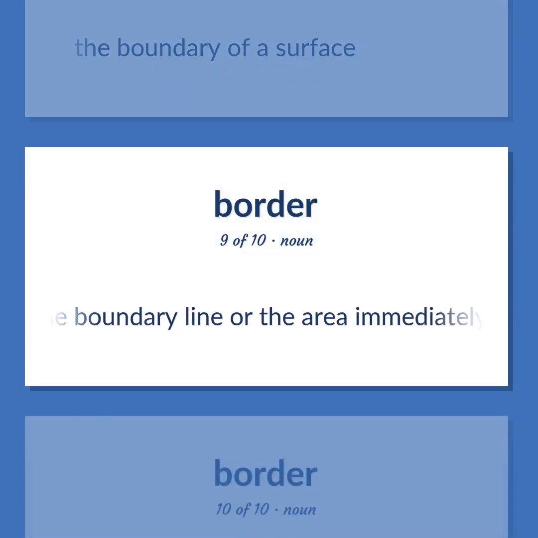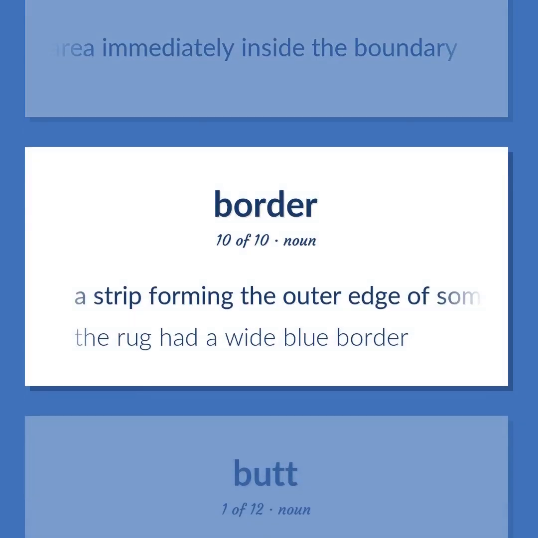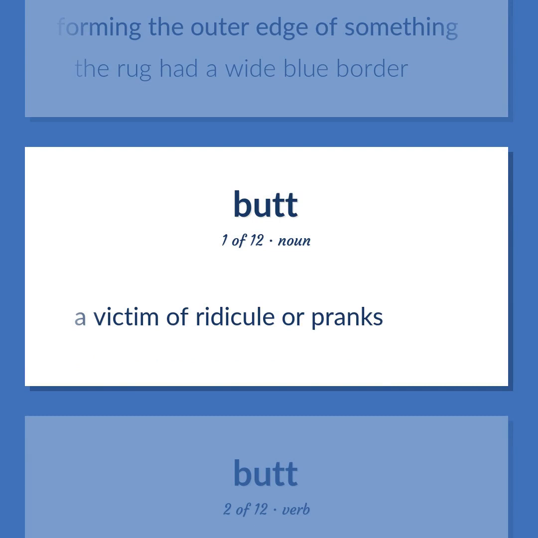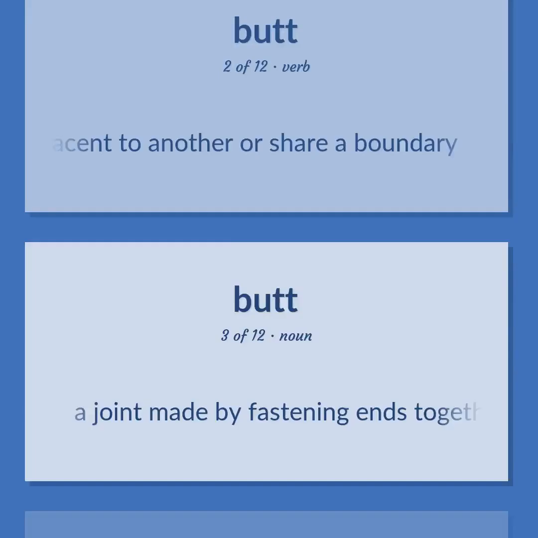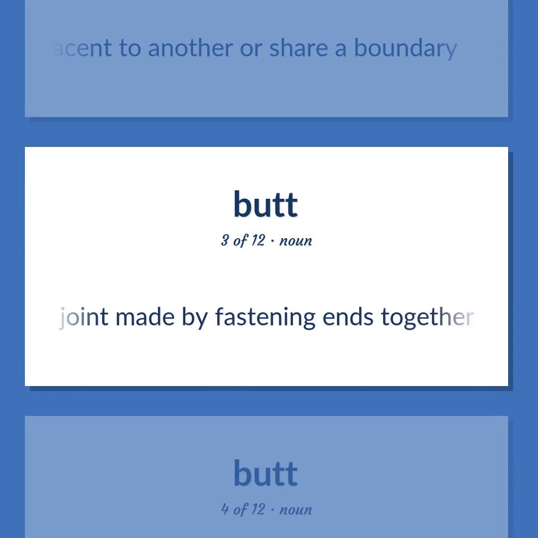The boundary line or the area immediately inside the boundary. A strip forming the outer edge of something. The rug had a wide blue border. A victim of ridicule or pranks. Lie adjacent to another or share a boundary. A joint made by fastening ends together without overlapping.